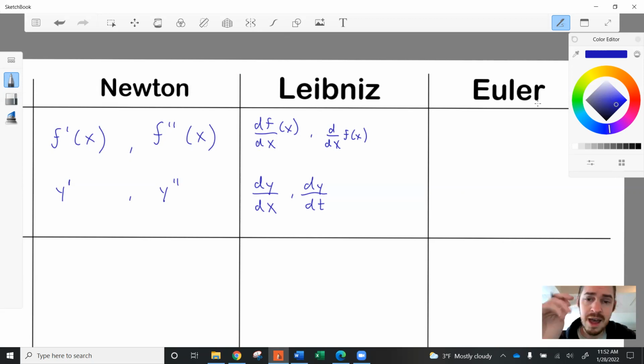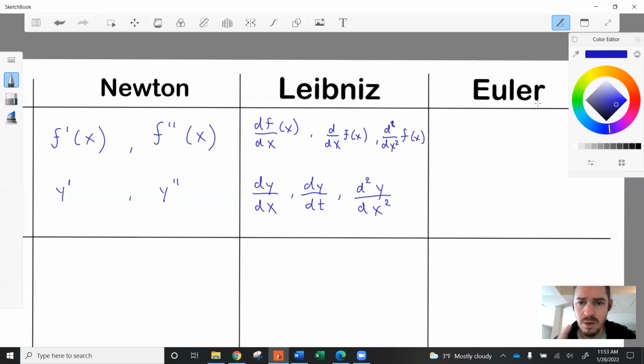And then for higher derivatives, which I'll write on at the end here, we write it like this. Say you want to do a second derivative, you do d squared y over dx squared. And you can do d squared over dx squared and then f.